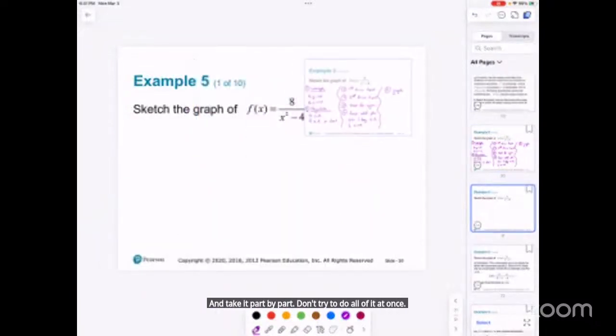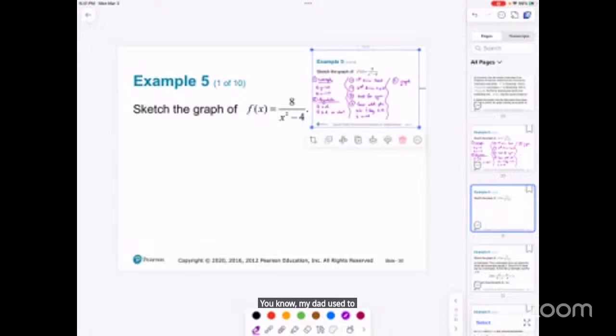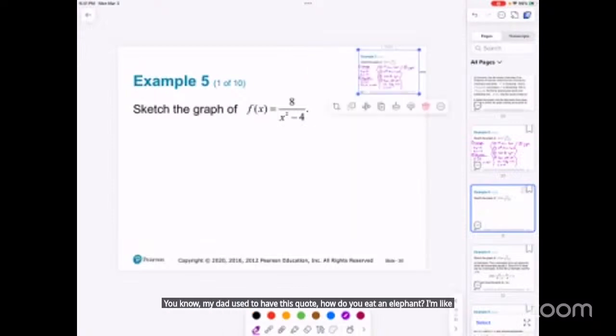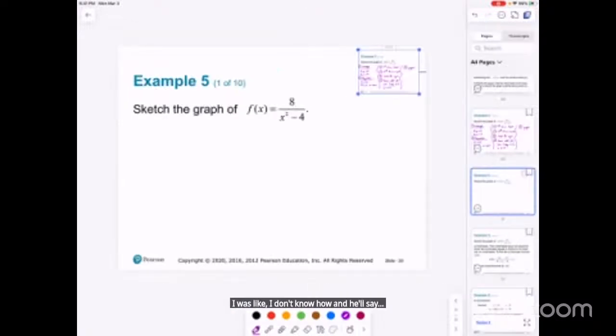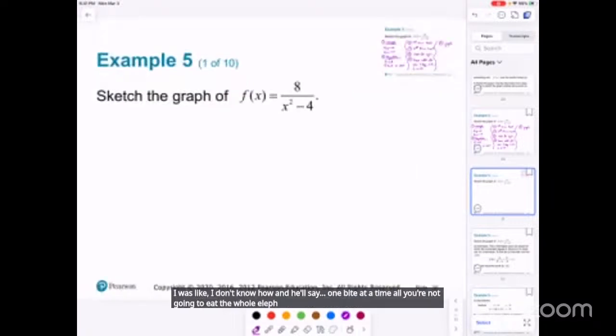You know, my dad used to have this quote, "How do you eat an elephant?" I'm like, what do you mean, how do you eat an elephant? I don't know how. And he'll say, one bite at a time. You're not going to eat the whole elephant. You eat it one bite at a time.